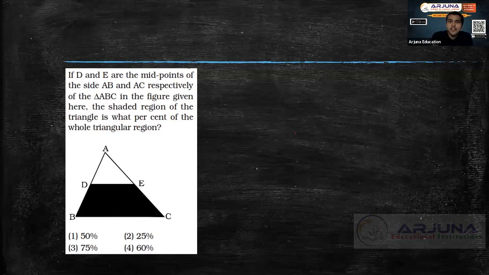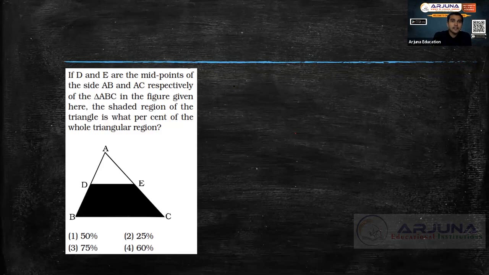Some students have written 75%. Omkar has written 75%. Shashidhar Kittur has written 75%. Then Rahul, Kirti, Shashidhar, Mohammad Zain. So most of the students have written 75%, and some students have written 60, and some have written 50. Isha is also telling 75%. Just because it is a midpoint, it is not going to be 50%.